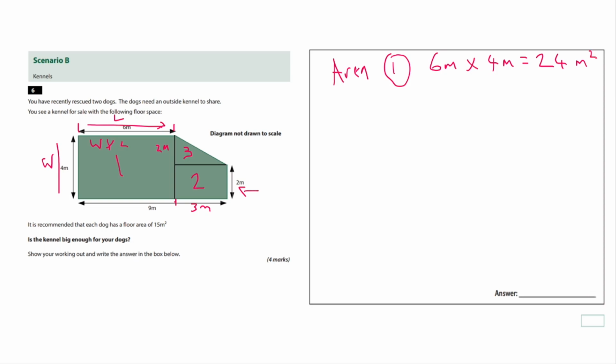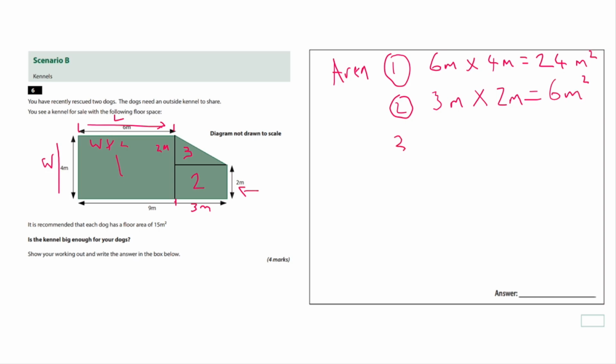So area of shape number 2 is 3 meters times 2 meters. It's a funny 3 there, don't worry about that. That's going to equal 6 meters squared.